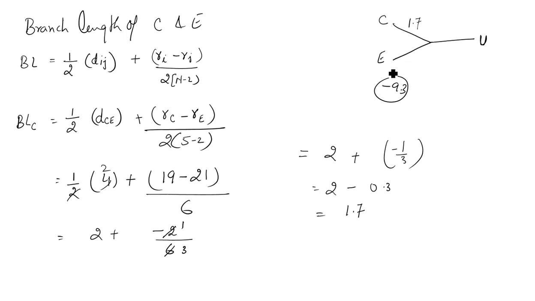Now we have to calculate for E also. The branch length of E is very easy. The total of C and E is 4 and C is 1.7. So how much is left? 4 minus 1.7 is 2.3. So E is 2.3. Clear? We only have to calculate for this one; the rest we will calculate automatically when we solve the numerical further.